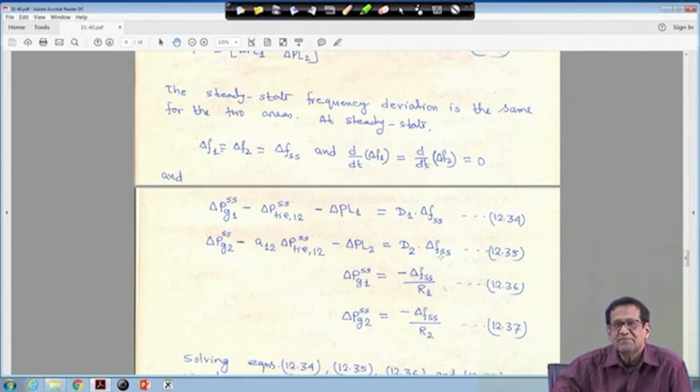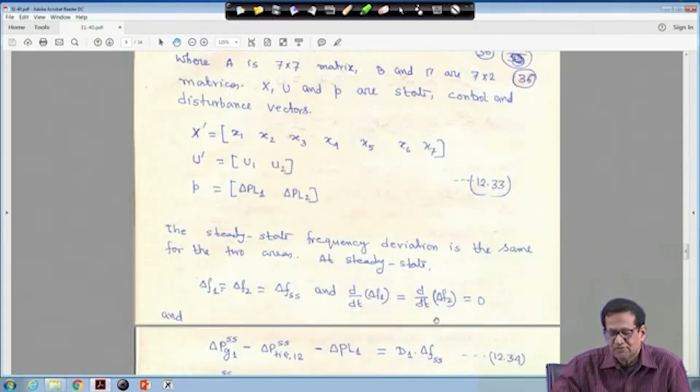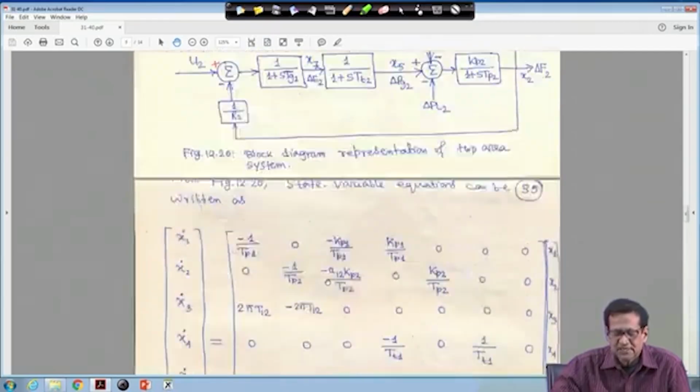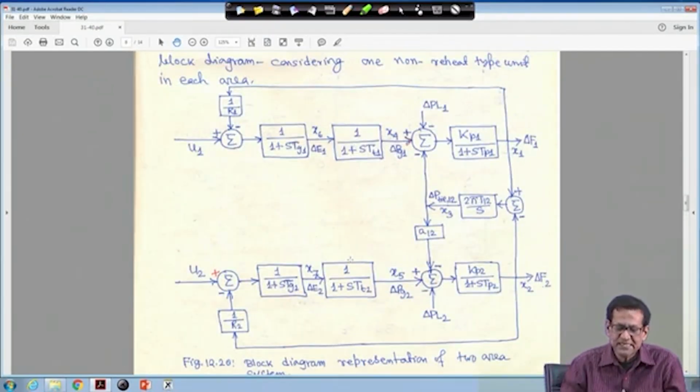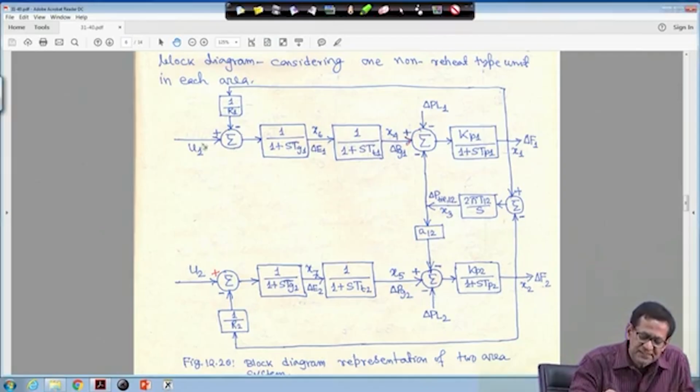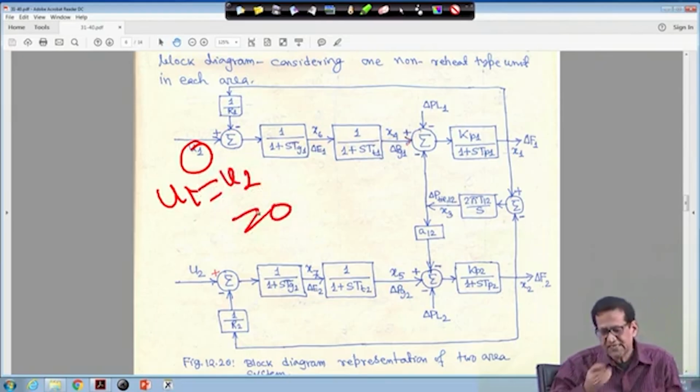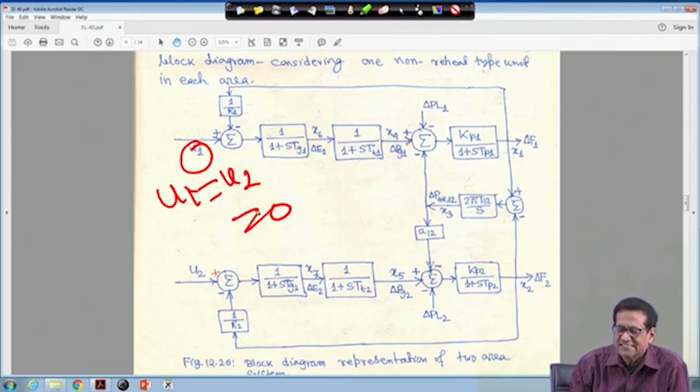And another thing is that at steady state delta Pg1 Ss will be minus delta Fss upon R1 and delta Pg2 Ss is equal to minus delta Fss upon R2. That means in this block diagram, what we are doing is that we are first considering the system as uncontrolled, that means U1 is equal to U2 is equal to 0, right. That thing you have to see first.